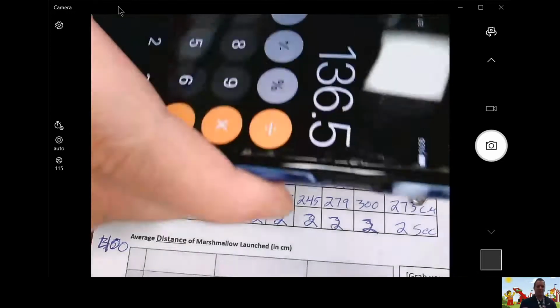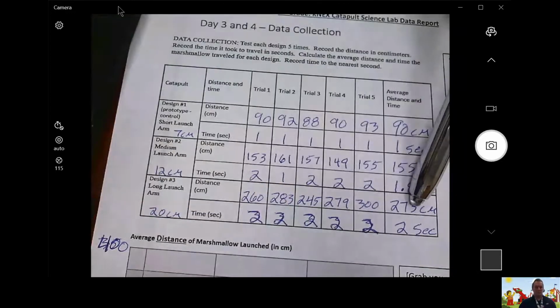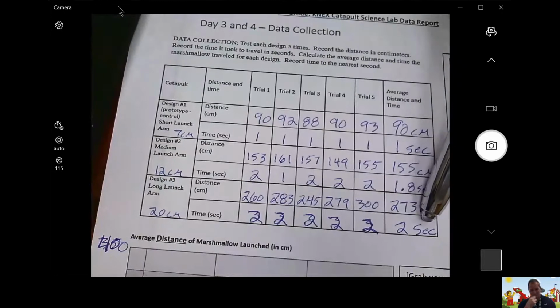So I have my calculator here, 136.5. So that would be my speed, 136.5 centimeters per second. Okay, so for every second, my marshmallow is traveling 136.5 centimeters.